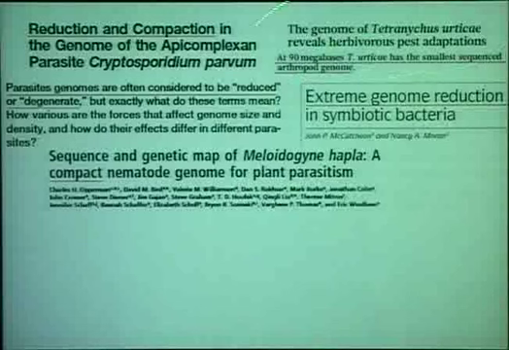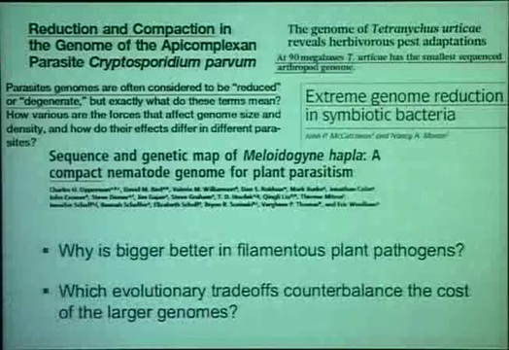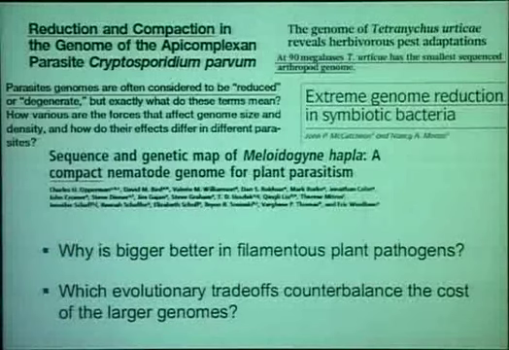And last week in Nature, we heard about the spider mite. It's a herbivore. And this is also the smallest sequenced arthropod genome to date. So the textbook dogma is that parasites should become dependent on the host. They should lose genes and have reduced, simpler genomes. And so this is not the case at all in filamentous plant pathogens. We have bigger genomes, a trend towards bigger genomes. So the question we're facing is, what are the evolutionary trade-offs that counterbalance the cost of the larger genomes? And that's a question I will attempt to answer today.